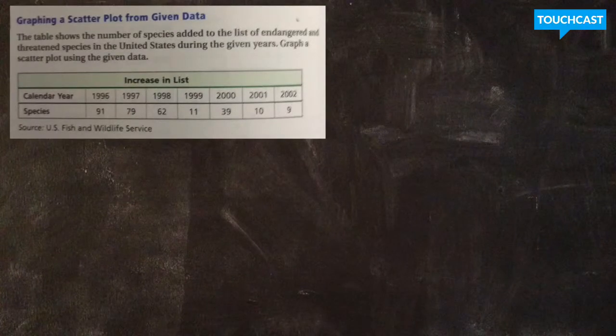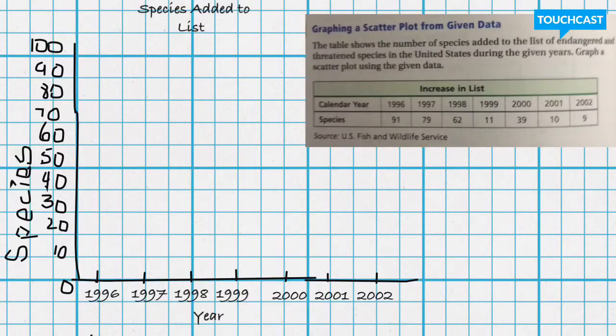Our first example is graphing a scatter plot from given data. The table shows the number of species added to the list of endangered and threatened species in the United States during the given years. We have to graph a scatter plot using the given data. Alright, so let's make our graph.